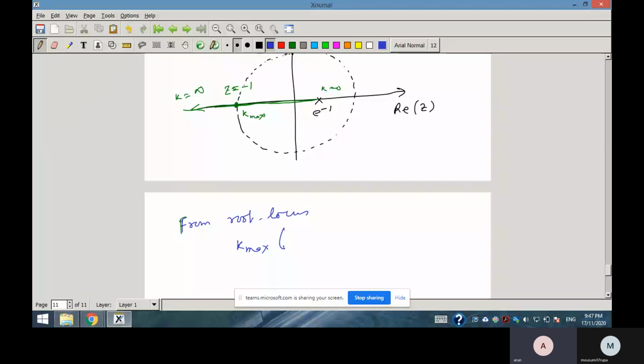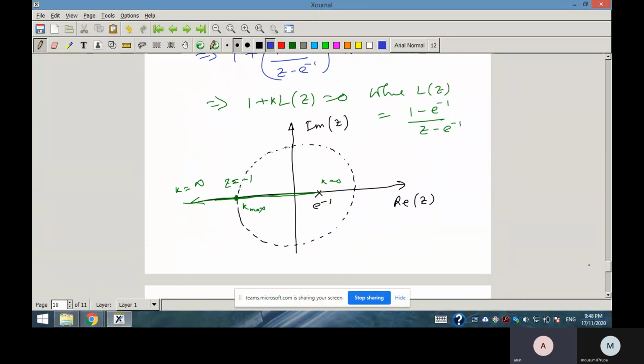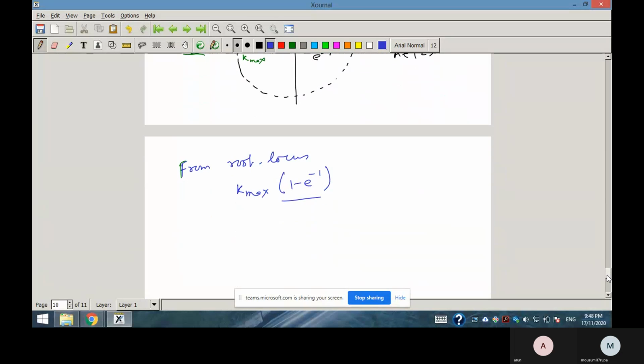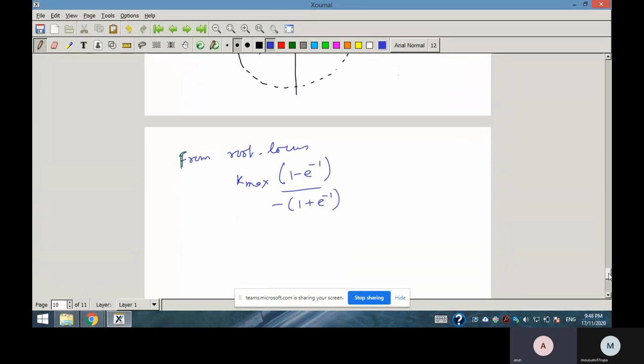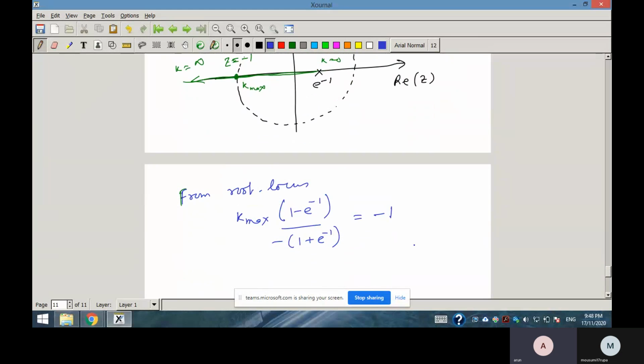1 minus e to the power 1 by max. What is the value of z? Z equal to minus 1. So minus 1 into 1 plus e to the power minus 1 should be equal to minus 1, because k into Lz should be equal to minus 1. So this is your Lz at z equal to 1.